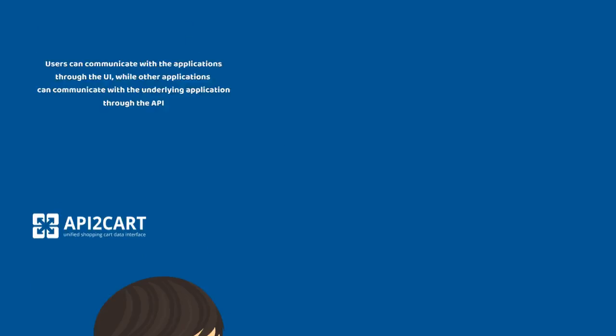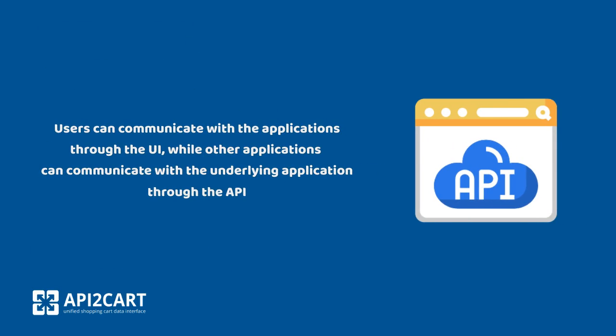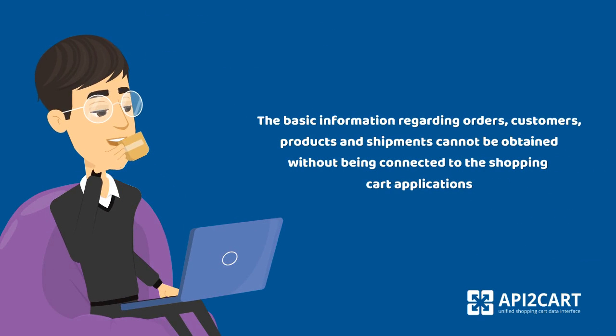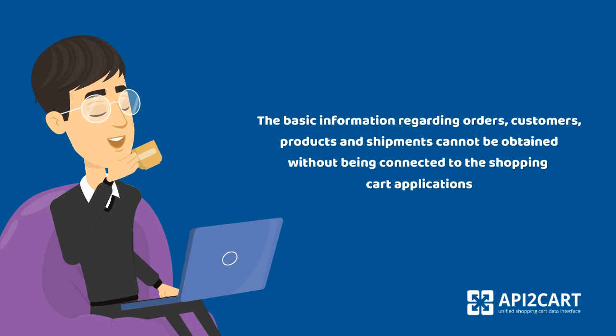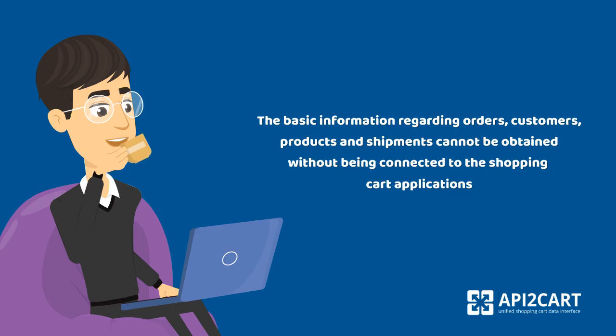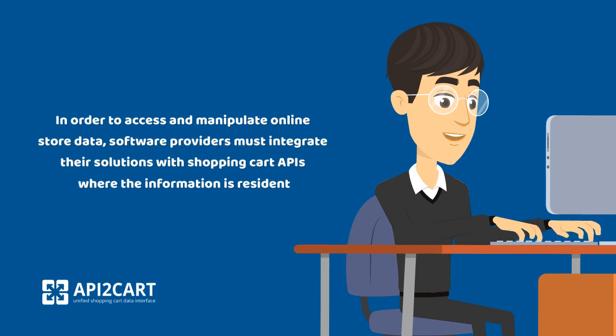realized. Users can communicate with the applications through the UI, while other applications can communicate with the underlying application through the API. The basic information regarding orders, customers, products and shipments cannot be obtained without being connected to the shopping cart applications. In order to access and manipulate online store data, software providers must integrate their solutions with shopping cart APIs where the information is resident.